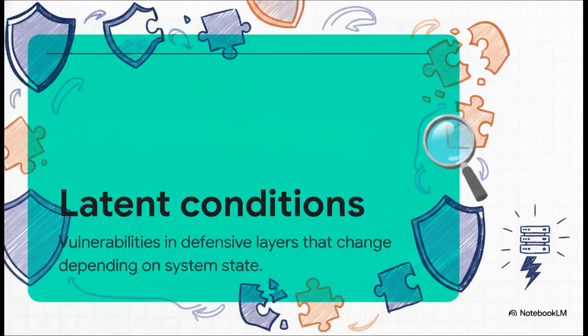Okay, pay very close attention right now because this next concept is absolutely crucial for your upcoming exams. We're talking about James Reason's famous Swiss cheese model. But before we look at the model itself, we need to define two things. First, latent conditions. Think of these as shifting vulnerabilities hiding within your system's defensive layers. Second is active failure. This is your trigger event, like a targeted cyber attack or an operator clicking the wrong button. Keep those two terms in mind.